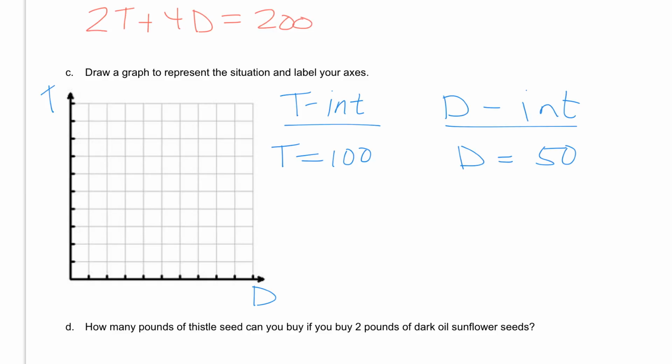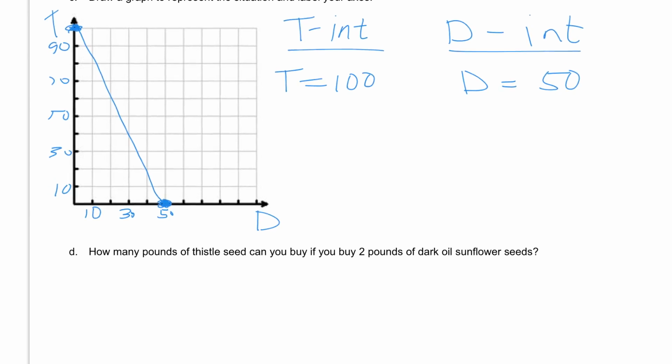So on my axes, I could not go up by 1, so instead I chose to go up by 10. So I went 10, 20, 30, 40, 50. So there is my d-intercept. And going up vertically, I had 10, 20, 30, 40, 50, 60, 70, 80, 90, which makes 100 right here at the top. And then draw a nice straight line.